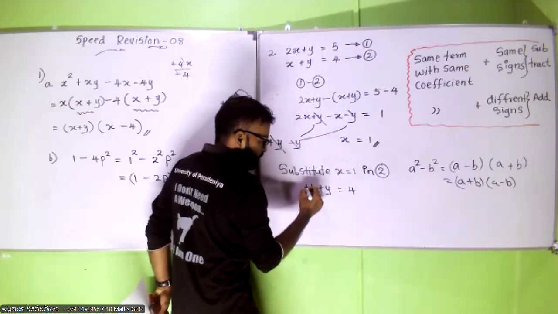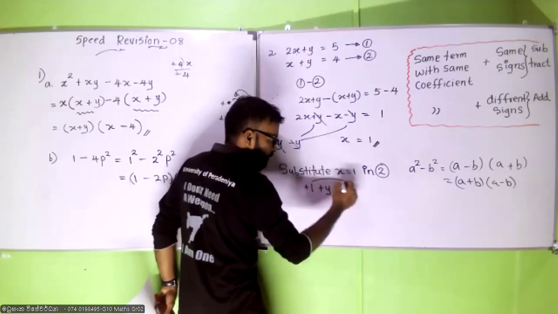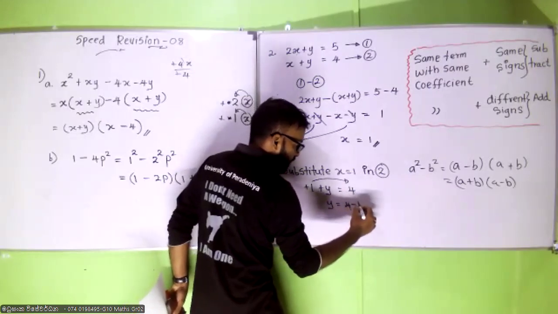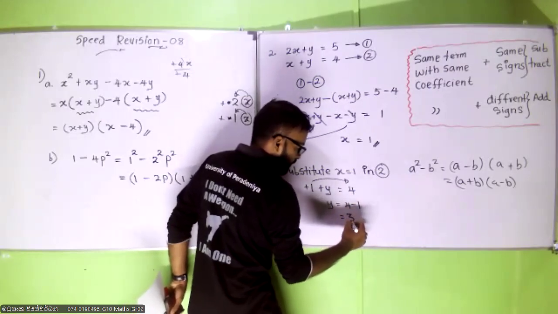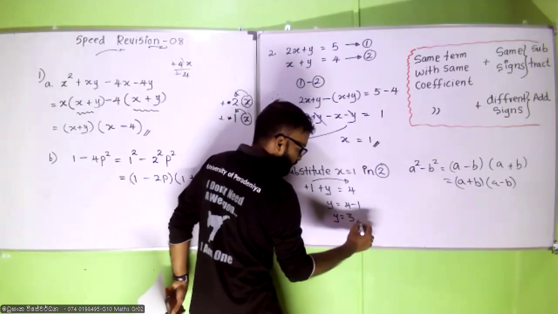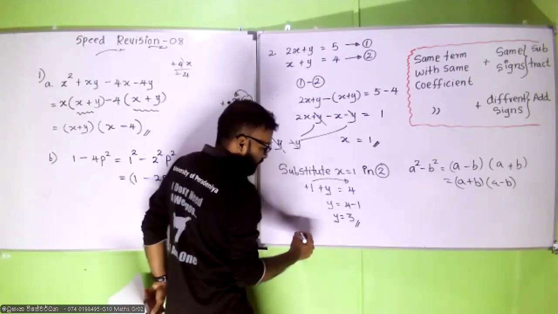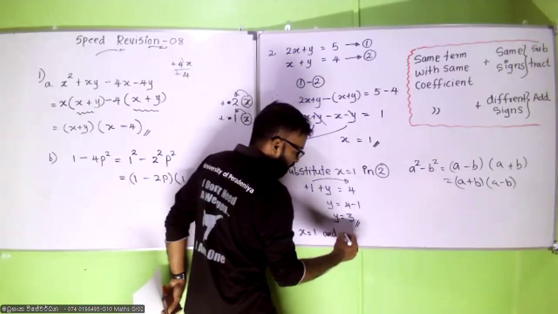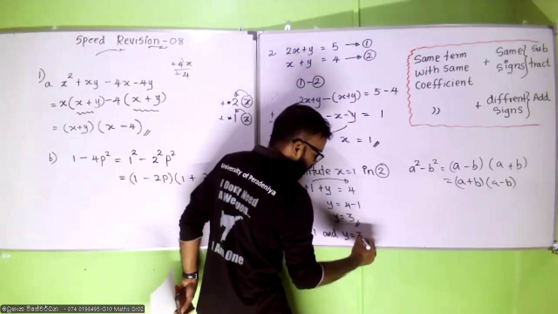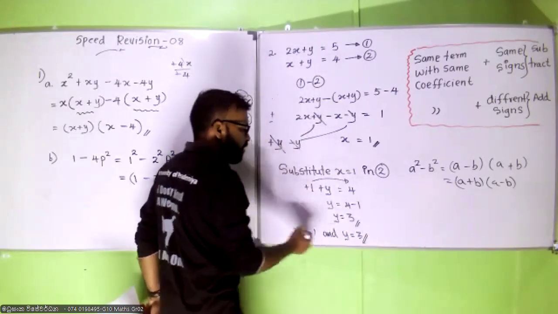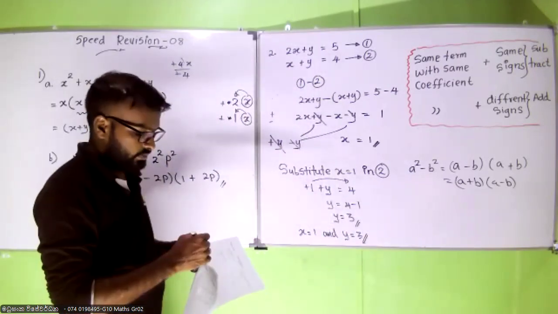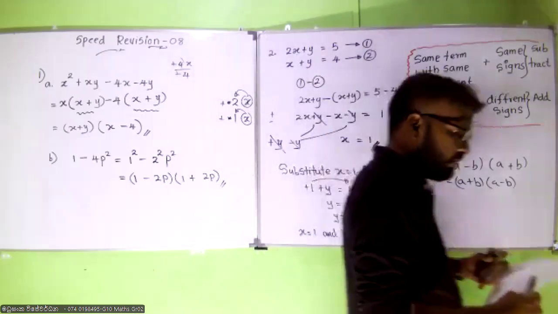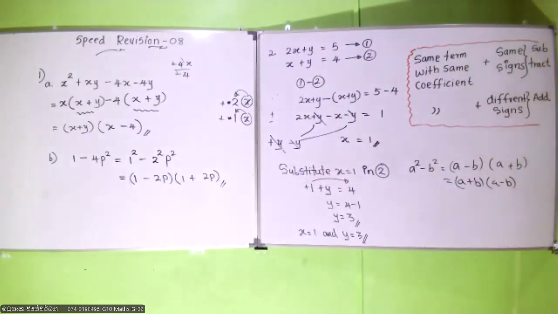This is positive 1 already, so take it to the other side so that you can obtain the answer for y. 4 minus 1 is 3. So your answers are x equals 1 and y equals 3. Finally, you have to conclude your answer like this. Right, third one.